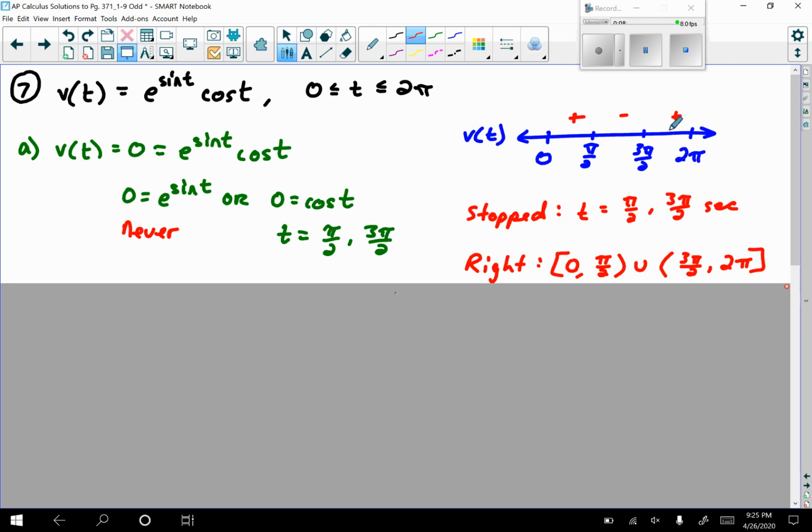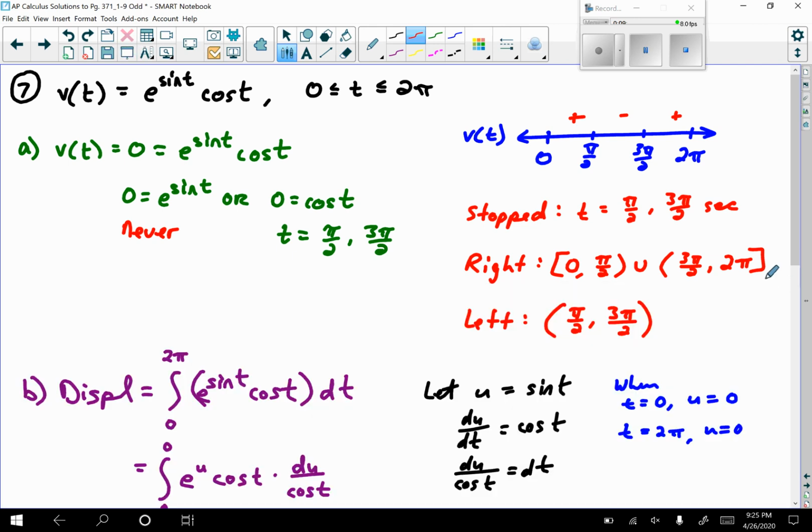So when we get to part C, we're going to have 3 different integrals. We'll be subtracting the one in the middle. So our particle is stopped at t equals pi over 2, 3 pi over 2 seconds, moving to the right from 0 to pi over 2, 3 pi over 2 to 2 pi, including the 0 and 2 pi, moving to the left in between pi over 2 and 3 pi over 2.